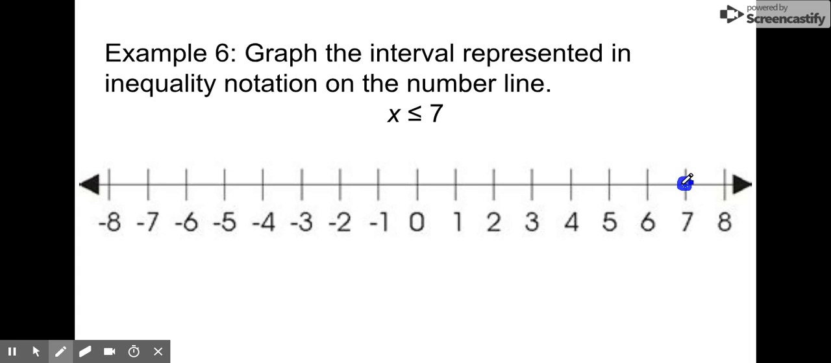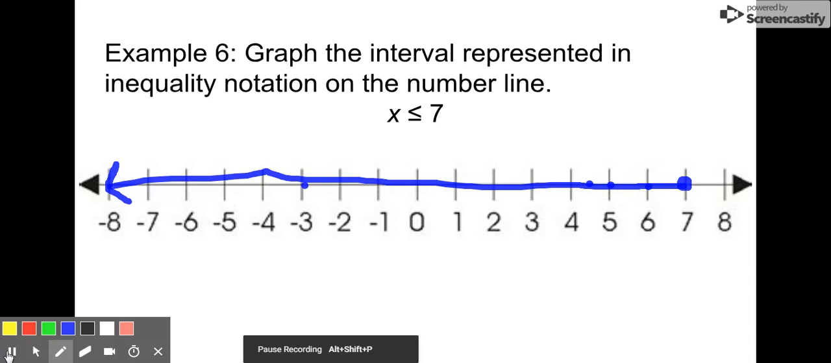But then we want all the numbers that are smaller than 7. So like 6, 5, 4.5, -3, so on and so forth. So we're going to have as straight as possible line going to the left. Make sure you put that arrow to show that even though we're not going on forever, that arrow means that we're including all the numbers, even numbers smaller than -8. So x less than or equal to 7, got that closed circle, and we're doing that arrow to the left to show all the numbers smaller than 7.